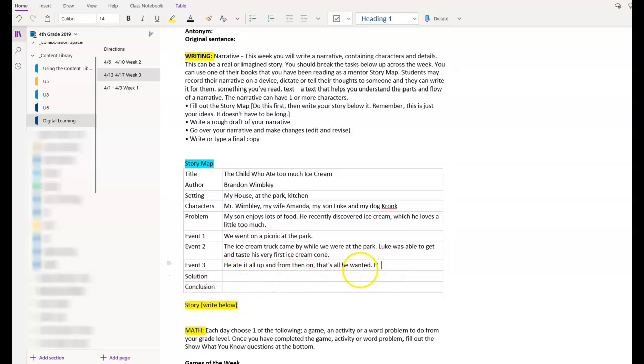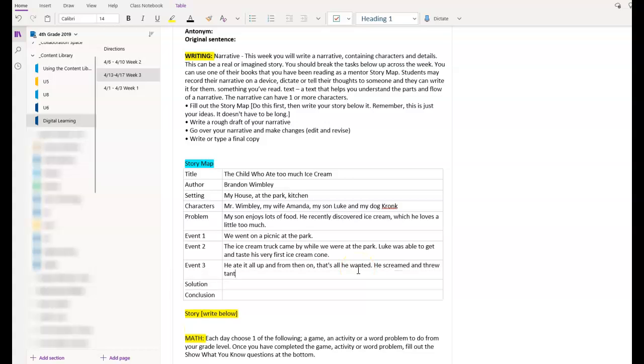And then what did he do? He screamed and threw tantrums for about 2 hours because he wanted more. So remember, your event 1 is what's the first thing that happens? Event 2 is what's the next thing? And then event 3, what's the third thing? So what's the solution?